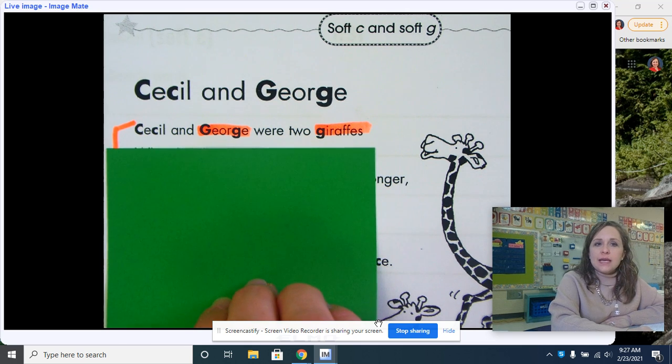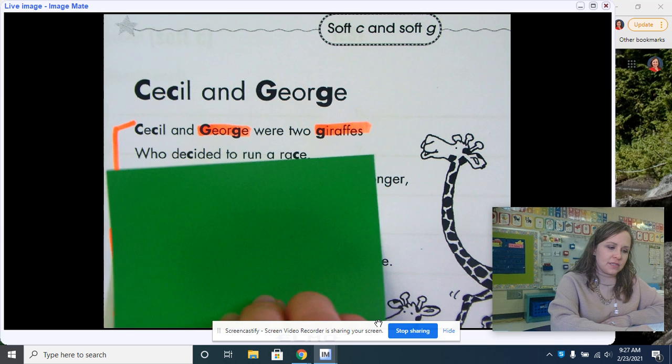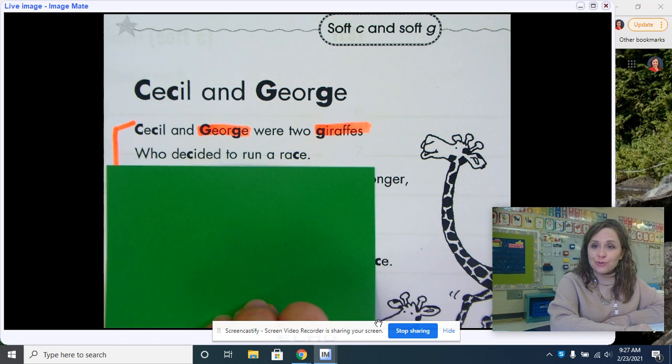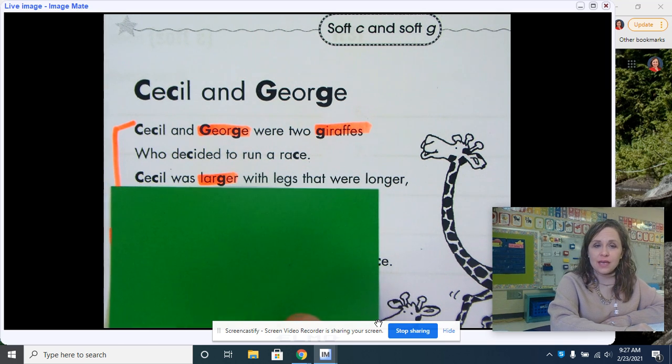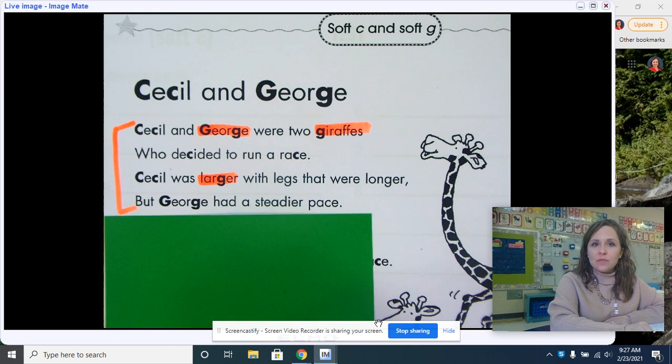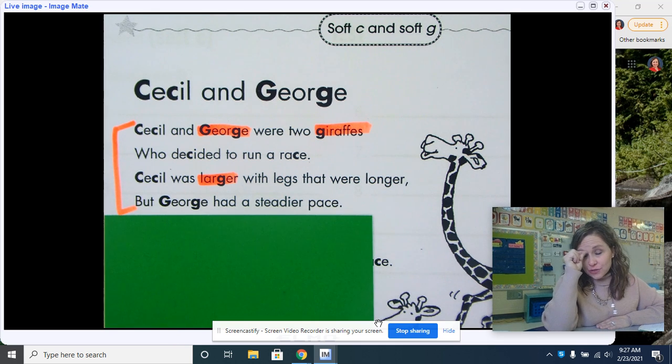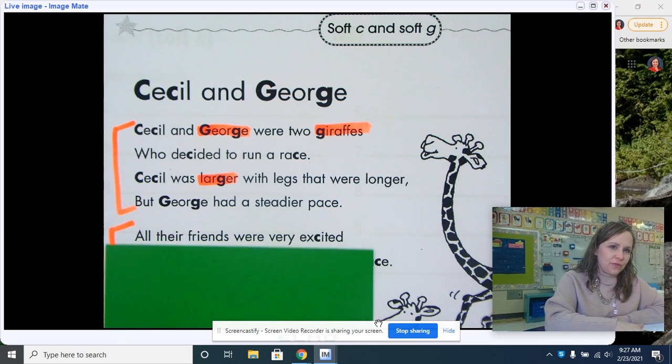All right, let's start here. Cecil and George were 2 giraffes who decided to run a race. Cecil was larger with legs that were longer, but George had a steadier pace. I'm going to stop just a second. Does this remind you of anything? It reminds me of Tortoise and the Hare because one's faster, but one continues to go. Let's see if that's what we're doing here.